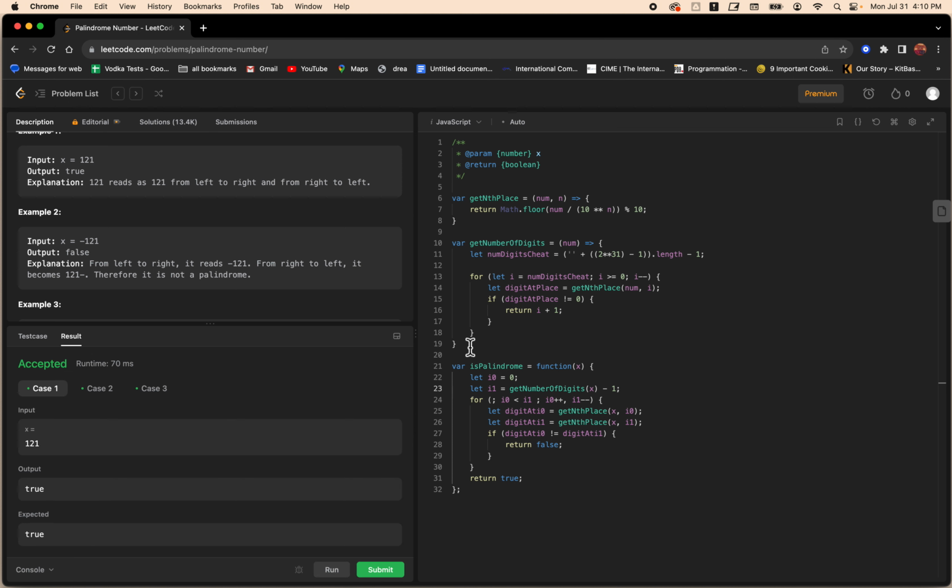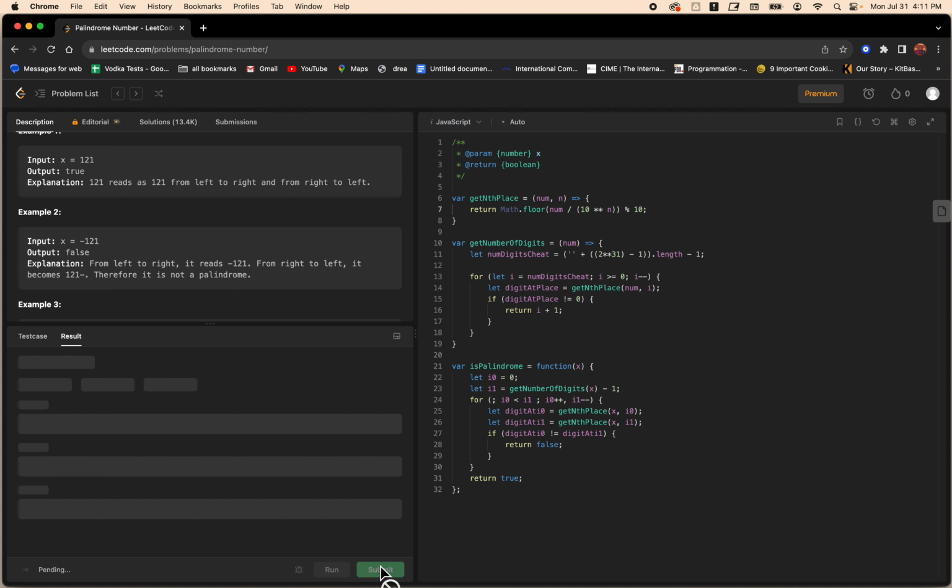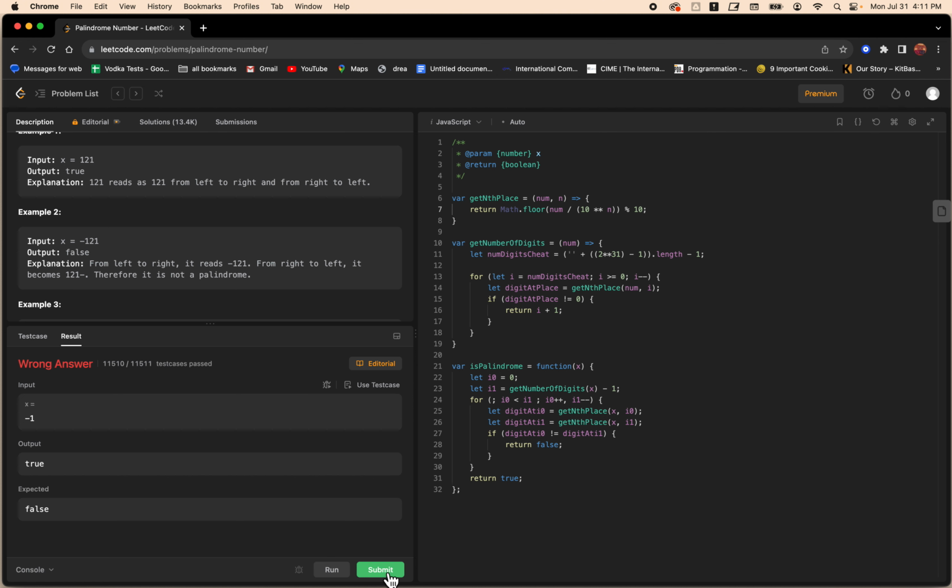All right, well, I figured out my math mistake, and I went down a really weird, very strange mental place. Modulo 10. All right. Wrong answer for -1. Right, of course. This was the edge case. x is less than 0. False.